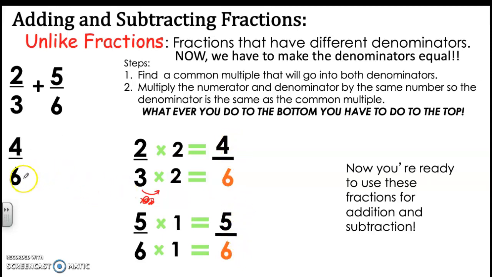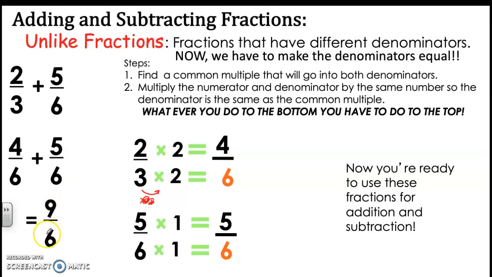4 over 6 plus 5 over 6. Same denominators. What do I do? I keep the same denominator, right? The 6 is the same denominator, and I add my numerators. Well, 4 plus 5 is 9.